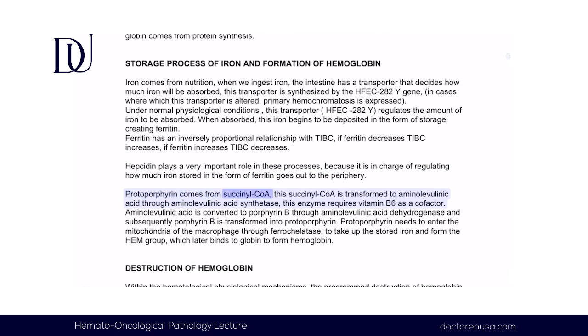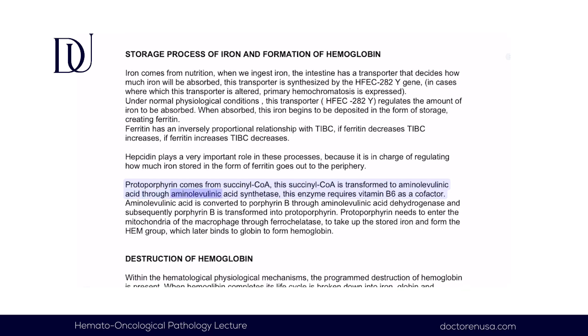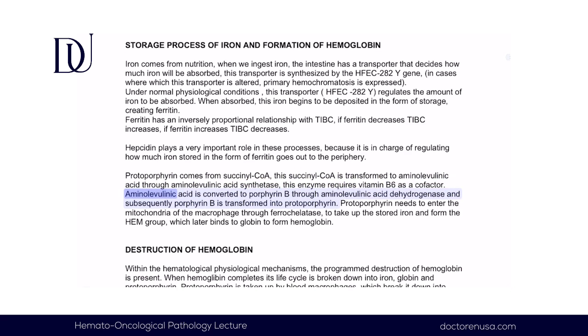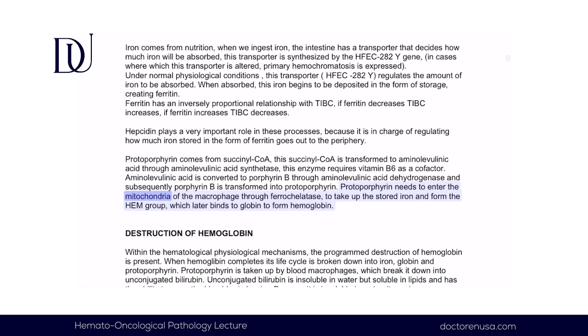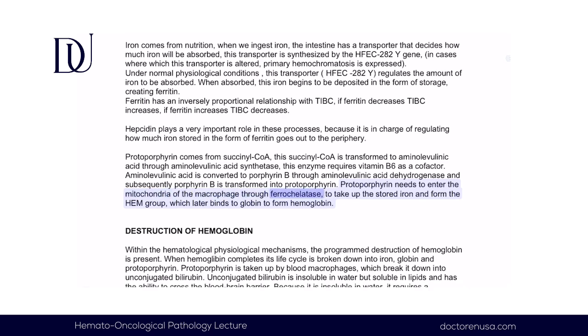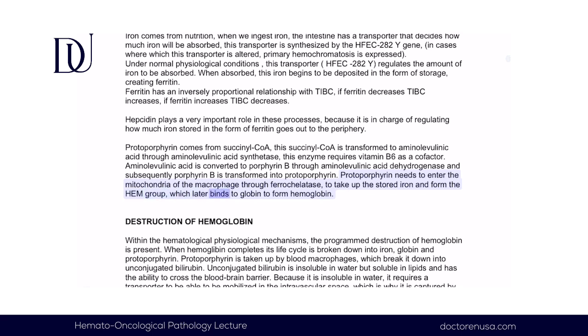Protoporphyrin comes from succinyl-CoA. This succinyl-CoA is transformed to aminolevulinic acid through aminolevulinic acid synthetase. This enzyme requires vitamin B6 as a cofactor. Aminolevulinic acid is converted to porphobilinogen through aminolevulinic acid dehydrogenase, and subsequently porphobilinogen is transformed into protoporphyrin. Protoporphyrin needs to enter the mitochondria of the macrophage through ferrochelatase to take up the stored iron and form the HEM group, which later binds to globin to form hemoglobin.